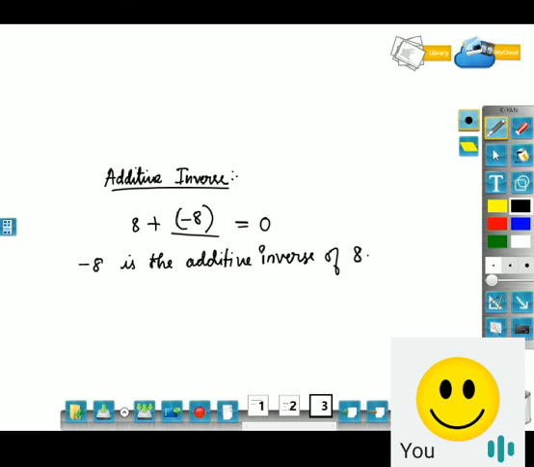Similarly, if minus 8 is there, what do we have to add to minus 8 to get 0? It will be 8. So always remember that the negative of a given number, it can be any number, will always be the additive inverse. So are all of you clear with these two topics? One is additive identity and the other is additive inverse. Please comment.